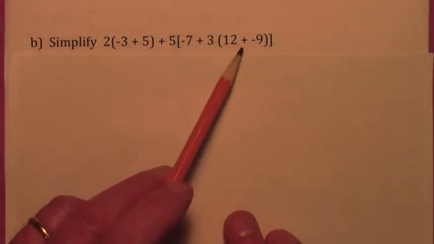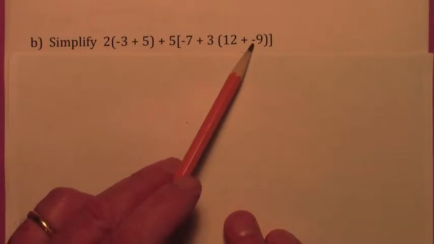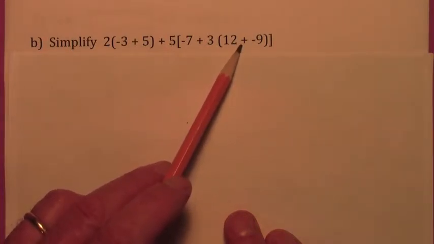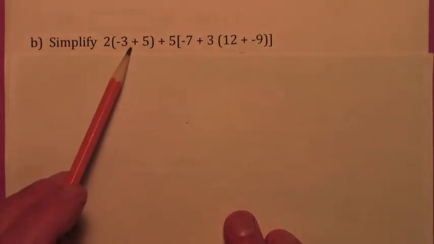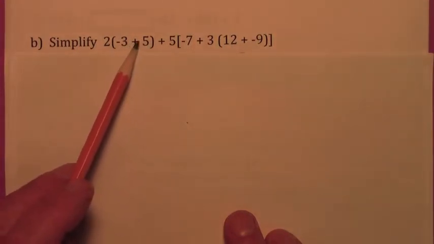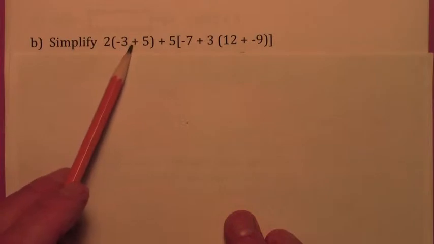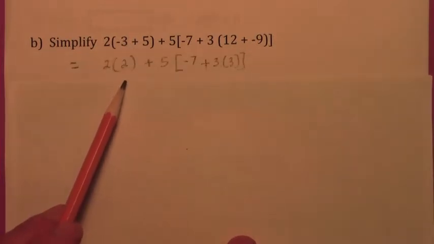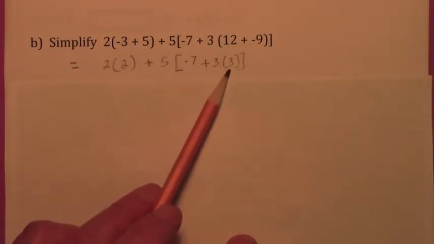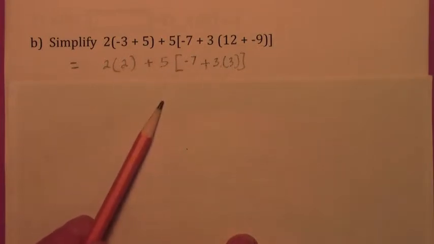Okay, we follow the order of operations, and we're going to add the 12 plus the negative 9 and get 3, right, inside the innermost parentheses. It would be okay, however, on the same step, since this is like a separate part of the problem, I'm going to go ahead and add the negative 3 plus the 5 also and get 2. So we get a 2 there, and we get a 3 there, and we write the whole problem down, see?